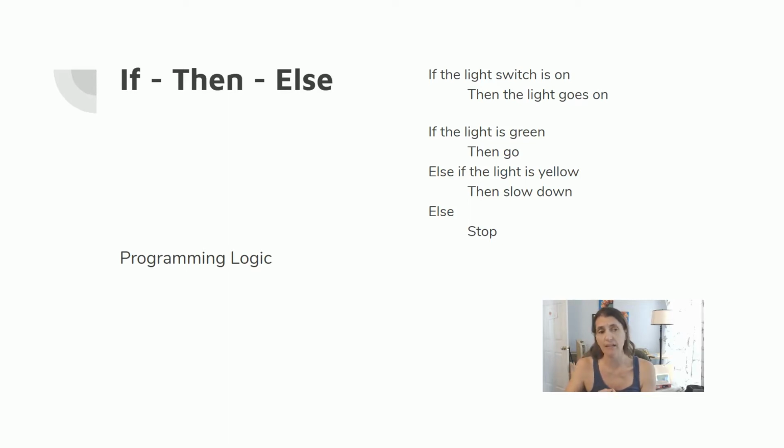On the other hand, some people might want to put else if the light is red, stop. And if there's any color that does not fit these three, it will continue to go where the light was in the first place. There's different ways to programming, and it depends on what you feel is most important. But that is one way to use the if-then-else.